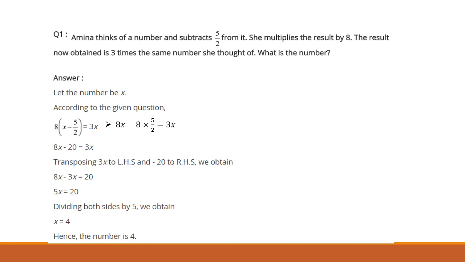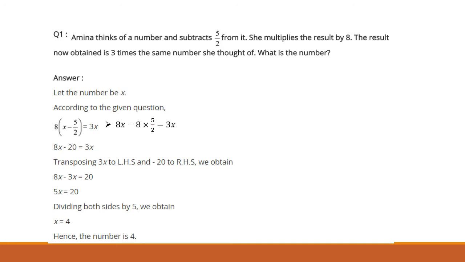Amina thinks of a number and subtracts 5 by 2 from it. She multiplies that result by 8. The result now obtained is 3 times the same number she thought of. What is the number?